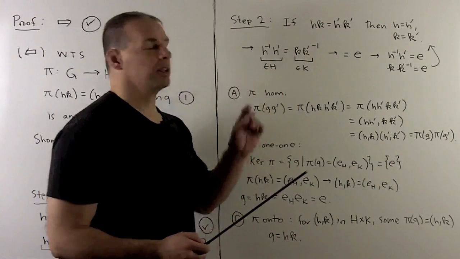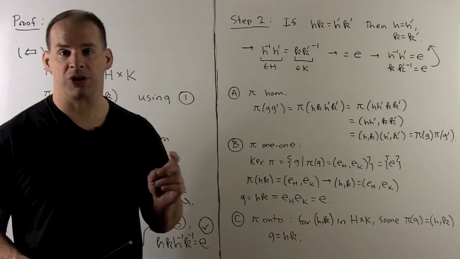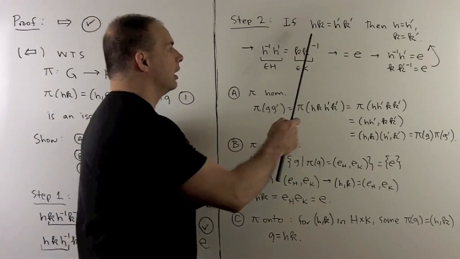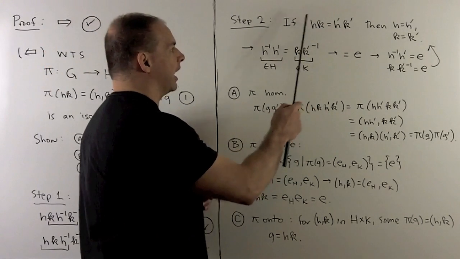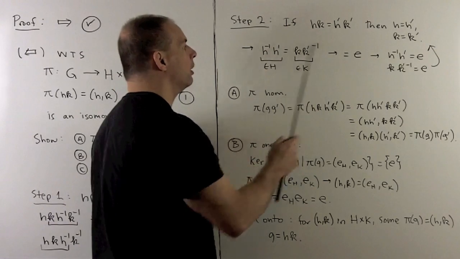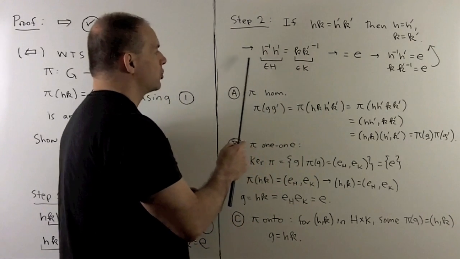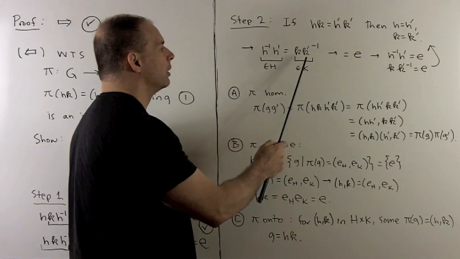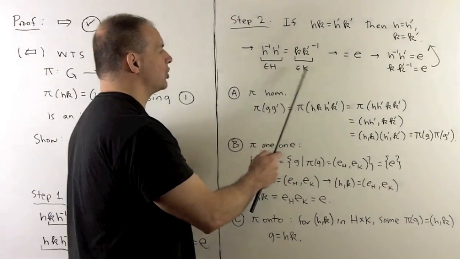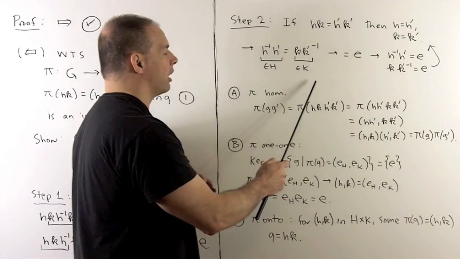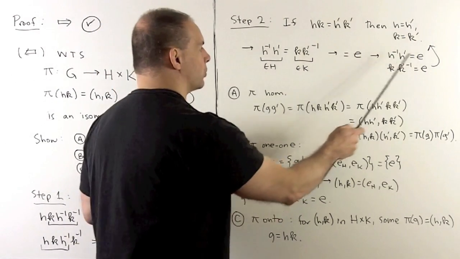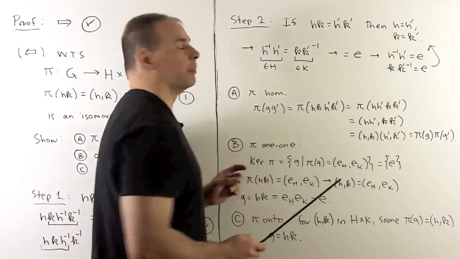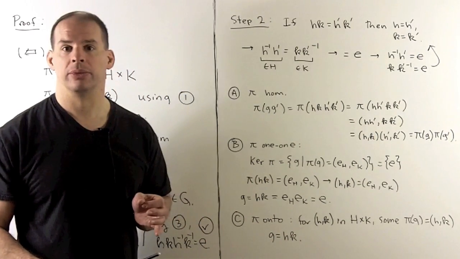So for this, same idea. We're going to use the intersection property. If we have this equation here, I can put the H's on one side, K's on the other. This product's in H, this product's in K, and if they're equal, they must be in both. So the only way we can have an intersection here is if we have the identity element. So that means H equals H prime, K equals K prime, and that's our result.